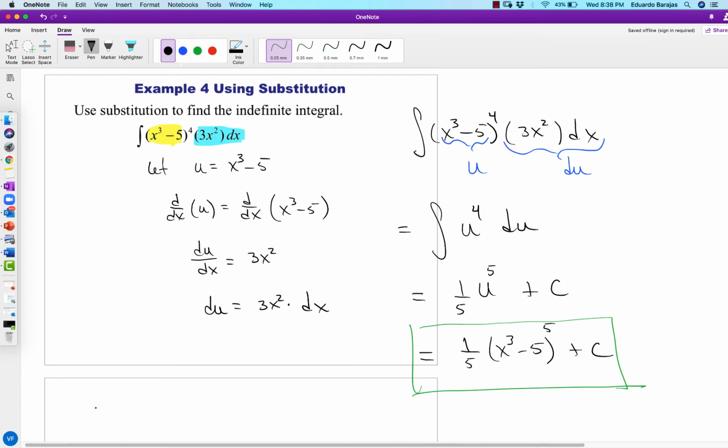Okay, like always, you can check to make sure that you got the right answer. If you have the right answer, it must be true that when we take the derivative with respect to x of 1/5 (x to the 3rd power minus 5) raised to the 5th power plus c, the derivative of this is equal to that integrand right in there. And as we can see, that's exactly what's going to happen.